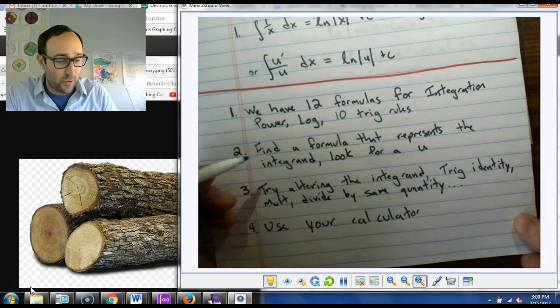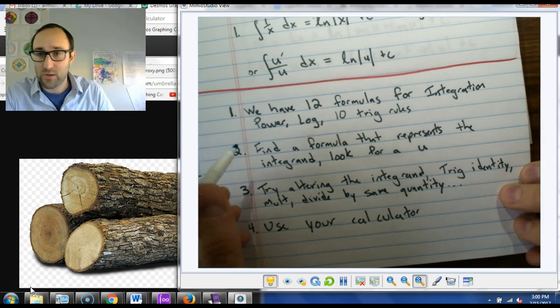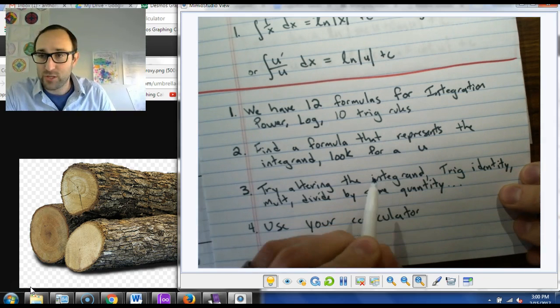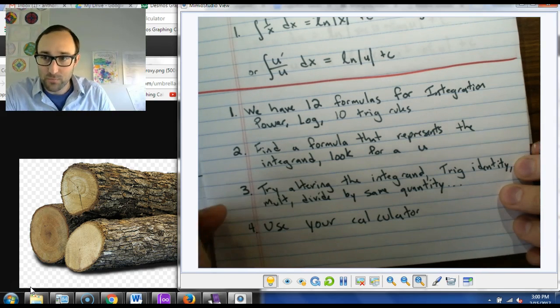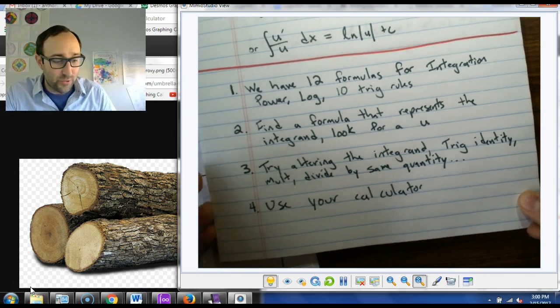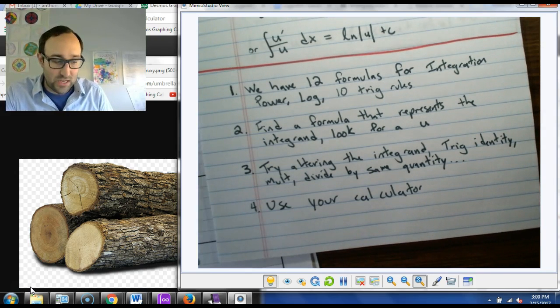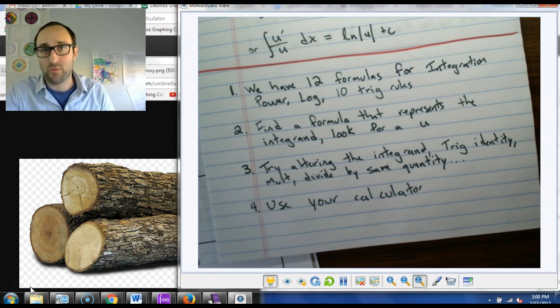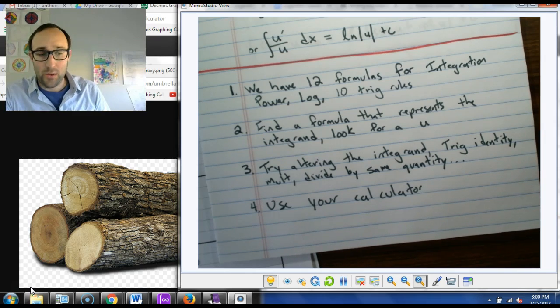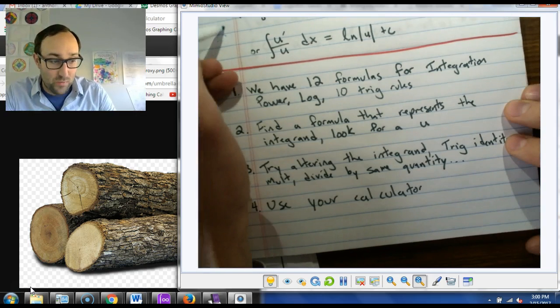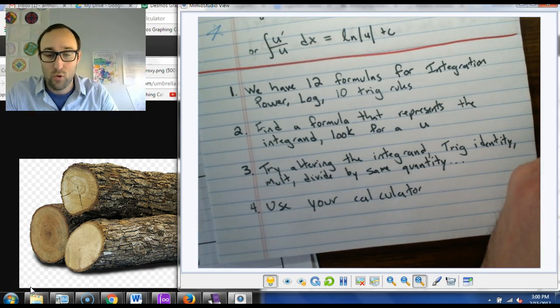Number 2, find the formula that represents the integrand, which is the stuff that comes after the integral, and then look for a u. That way you can maybe use some u substitution. Number 3, try altering the integrand. Try a trig identity, or multiplying and or dividing by some quantity. That way it changes it up. Maybe that'll help out. Or number 4, use your calculator. Okay, so these are all the things we're going to do. This is really the only new thing that we have, and now all we're going to do is give you a whole bunch of examples for how to work on this.